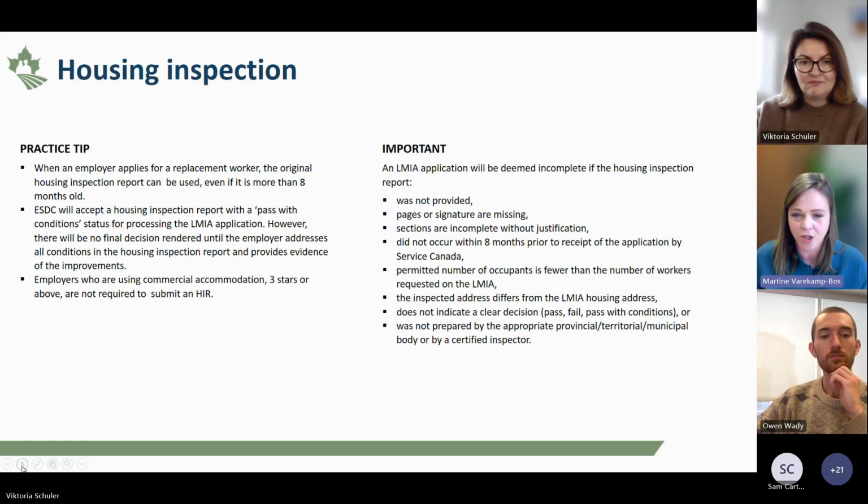It is just a distinction that's important to pick up on if you're dealing with those particular occupations. And then I appreciate that you put this on the slide here, Victoria, that employers who are using commercial accommodations 3-star or above are actually not required to submit a housing inspection report.